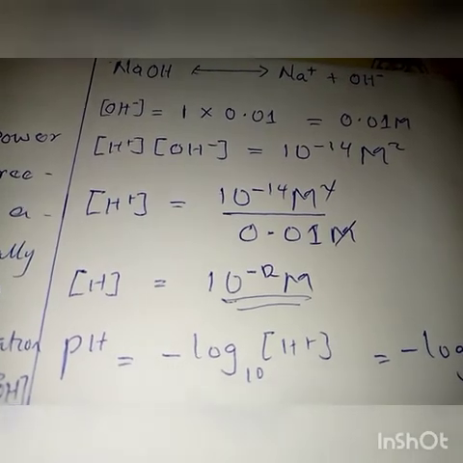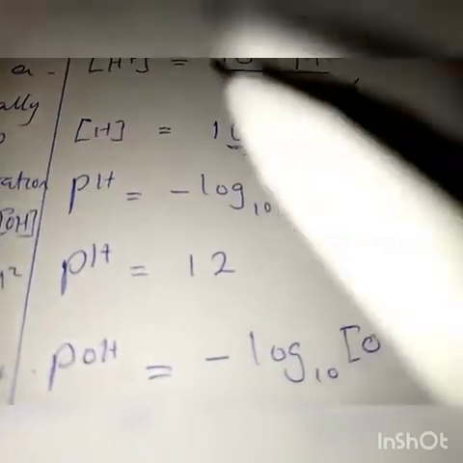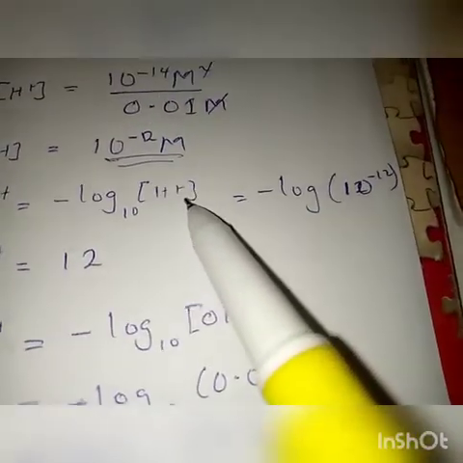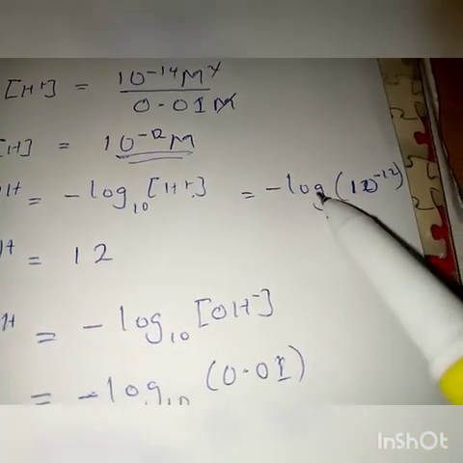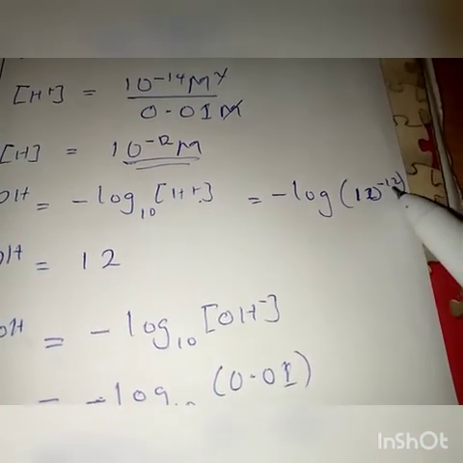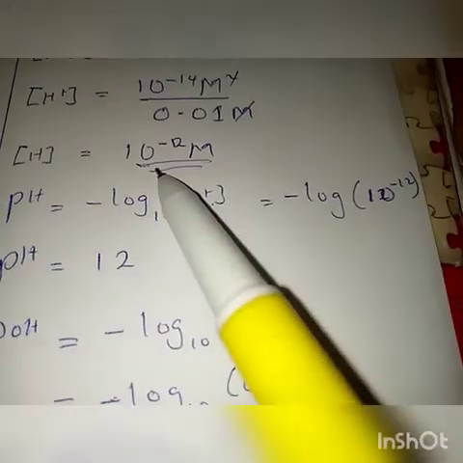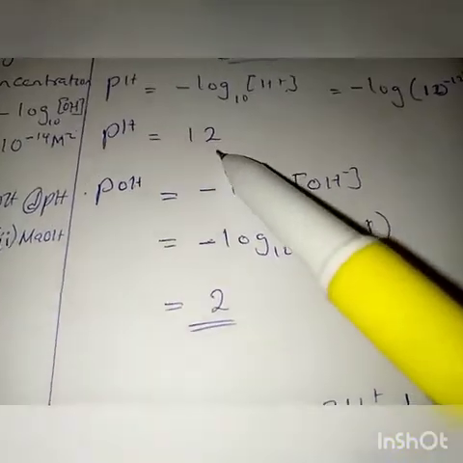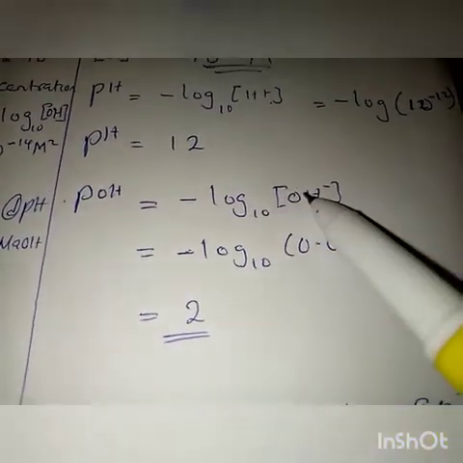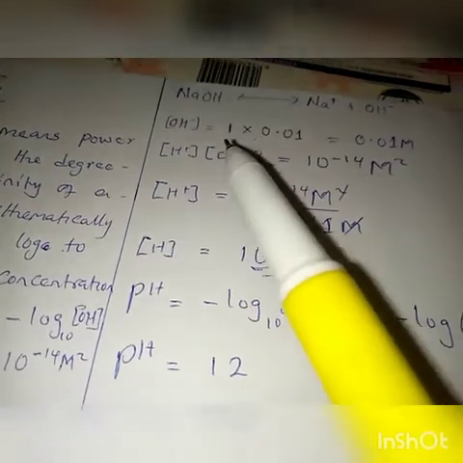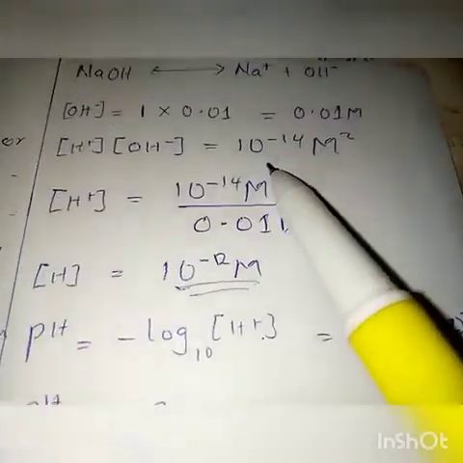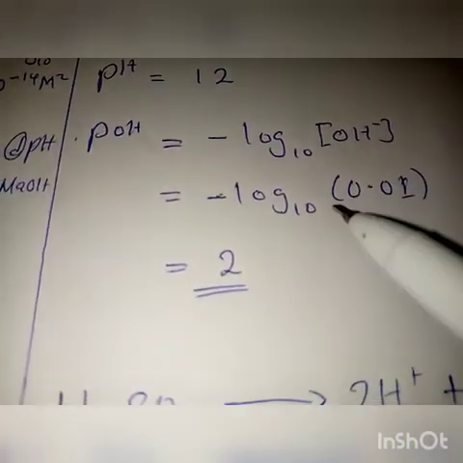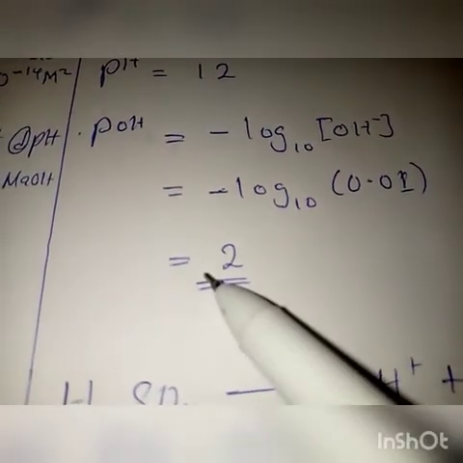This is our hydrogen ion concentration. Now to get the pH, remember pH is negative log to base 10 of hydrogen ion concentration, which equals negative log to base 10 of 10 raised to the power minus 12, which was our hydrogen ion concentration. So our pH for that is 12. Now to get the pOH, we said negative log to base 10 of hydroxide ion, and the hydroxide ion concentration as calculated earlier is 0.01 molar. So when we apply it here, negative log to base 10 of 0.01 molar, we have 2.